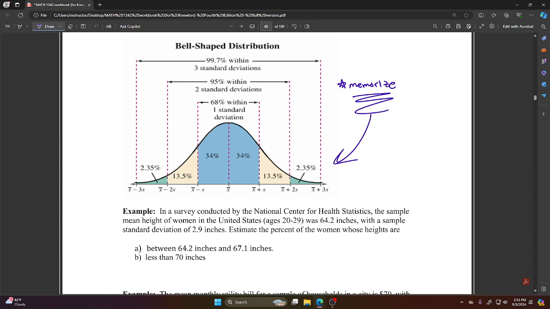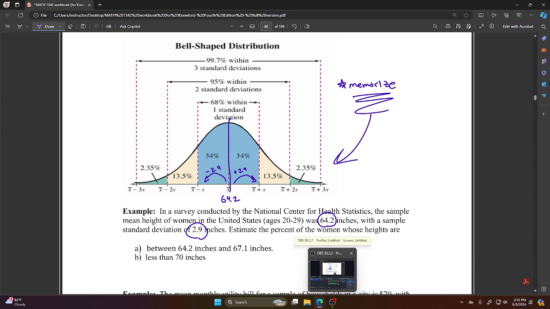Hi. So, in a survey conducted for this and that, a sample of the mean height was this much. So the mean, the average right here in the center is 64.2 with a sample standard deviation of 2.9. So they're saying that the distance to get over here, I'm going to add 2.9, and on this side I'm going to subtract 2.9. Okay, and so on and so forth.